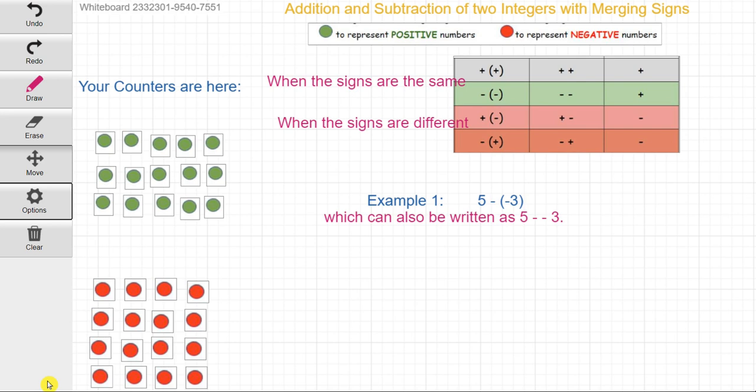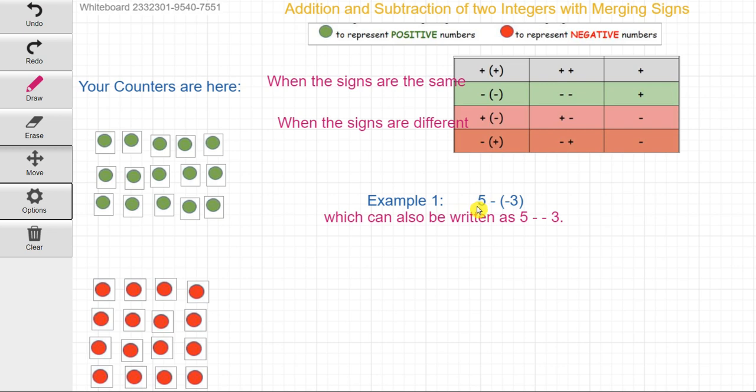Today, we're going to be looking at addition and subtraction of two integers, but this time with merging signs. Now, please remember to check out our other videos that we have posted on adding and subtracting integers. This time around, we're going to be looking at merging signs. So let's jump right into it and take a look at example 1.